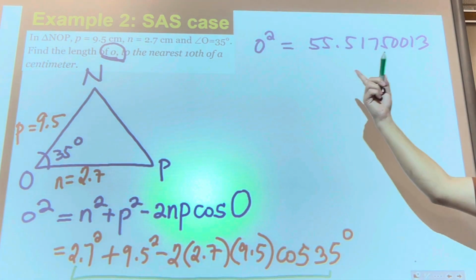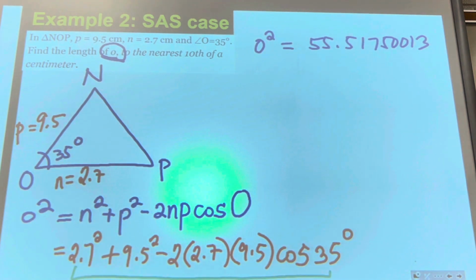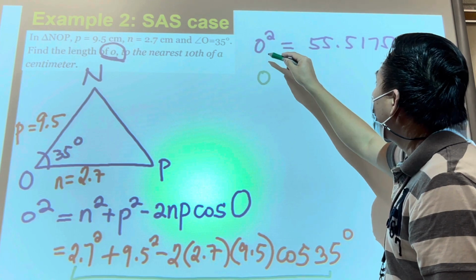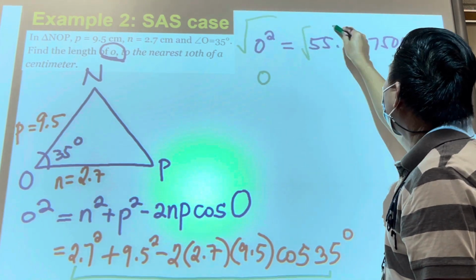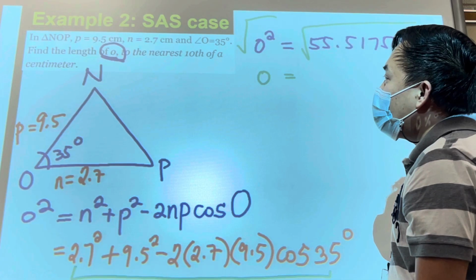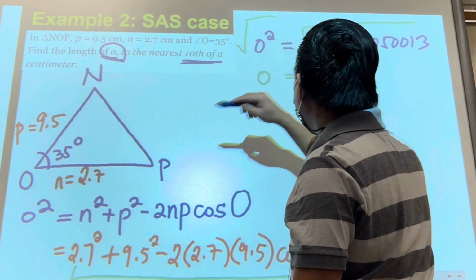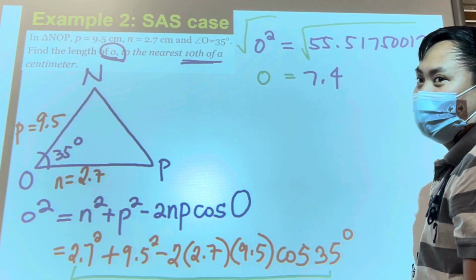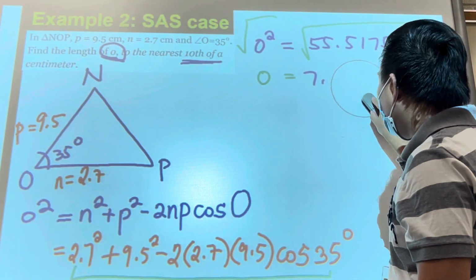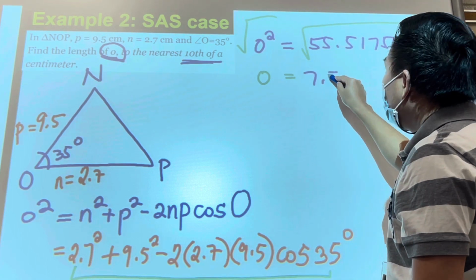And how do you get the o? How do you remove that square? Square root. So take the square root of both sides. So what is o now? This is to a tenth of a centimeter, so 7.4? No, 7.5. So it's 7.5 cm.